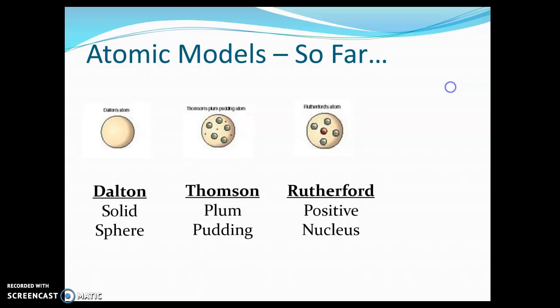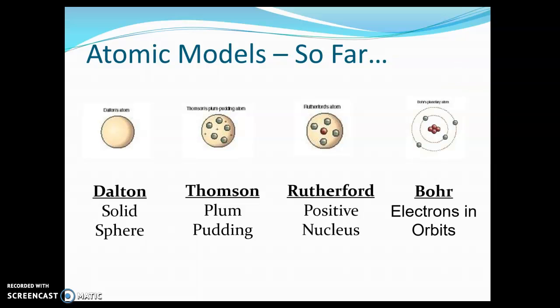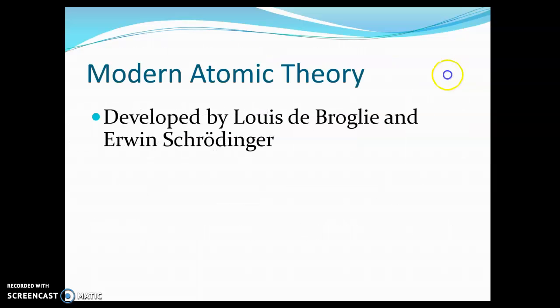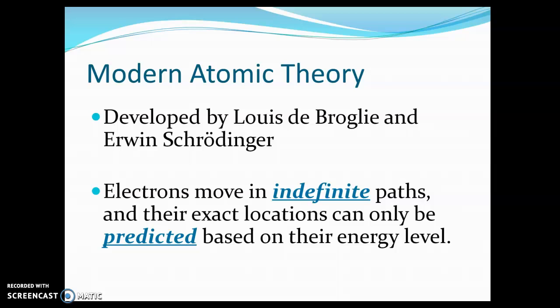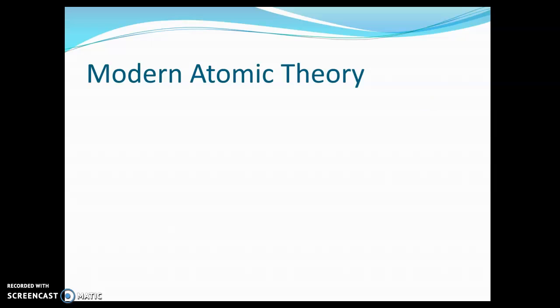So far, here we are. So the modern atomic theory was developed by Louis de Broglie and Edwin Schrödinger. Electrons move in indefinite paths, and their exact location can only be predicted based on their energy level.